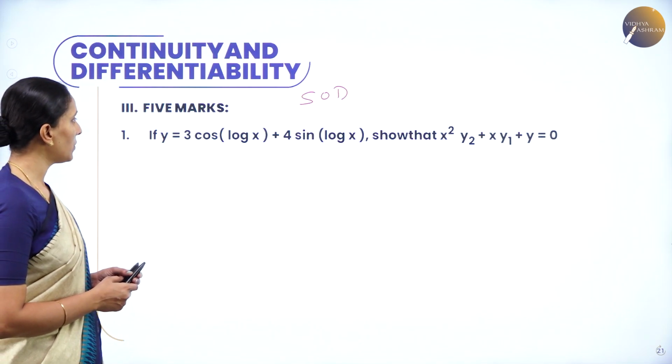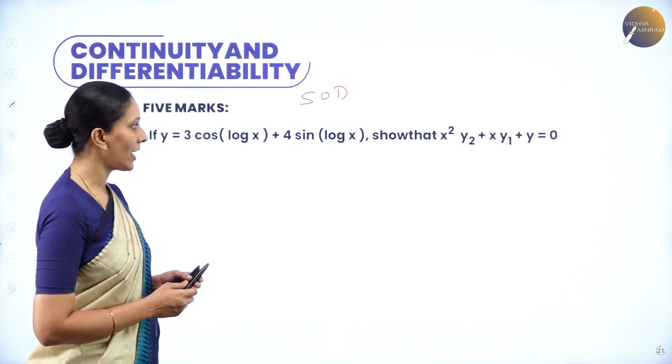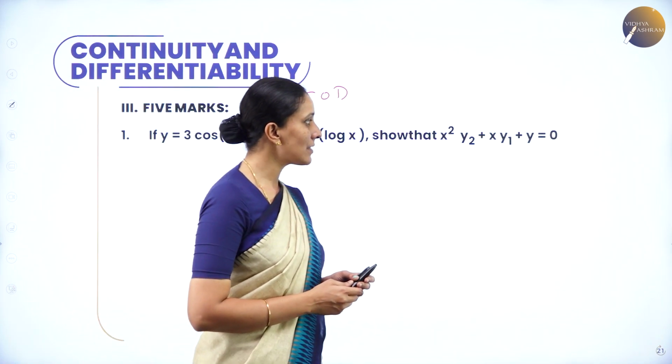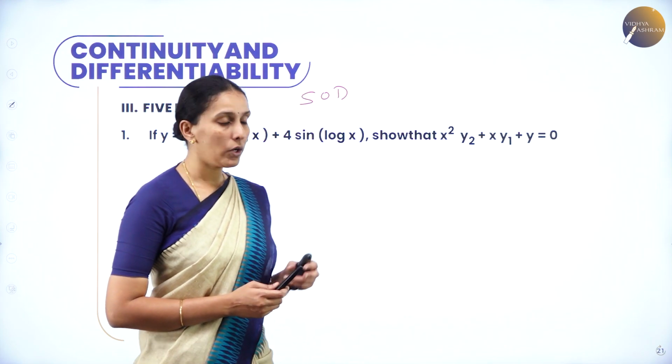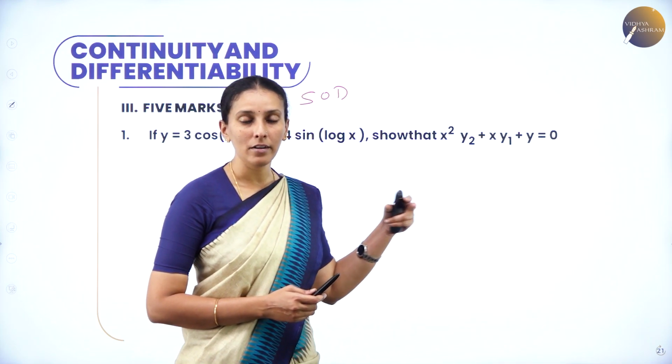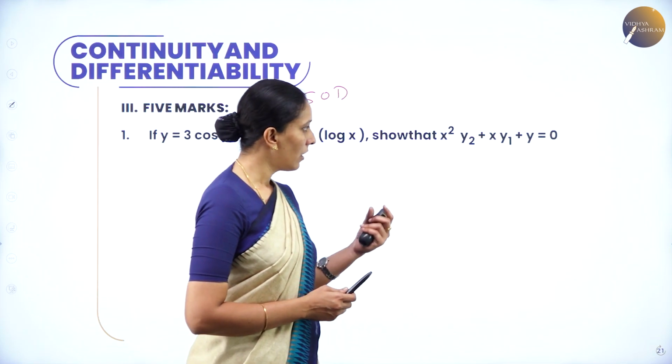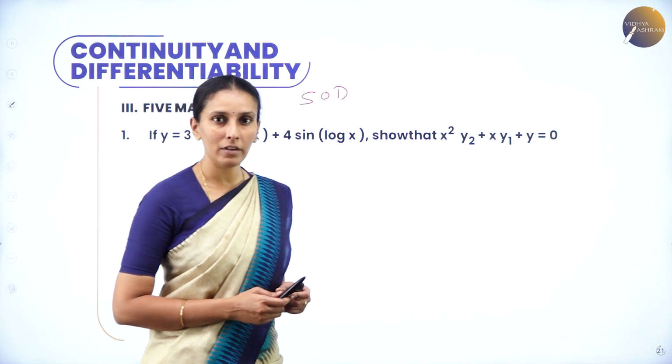If y is equal to 3 cos of log x plus 4 sin of log x, show that x square y2 plus x y1 plus y is equal to 0. We know that y2 is nothing but d square y by dx square, that is the second order derivative. Y1 is the first order derivative dy by dx.